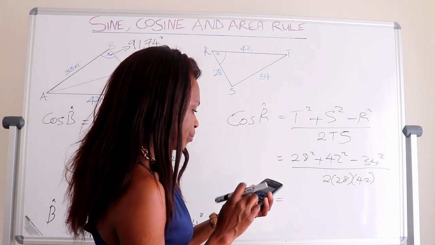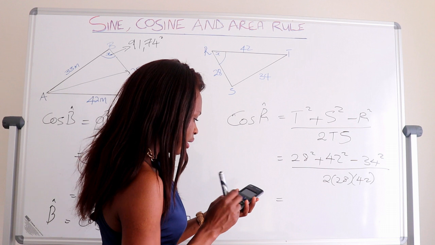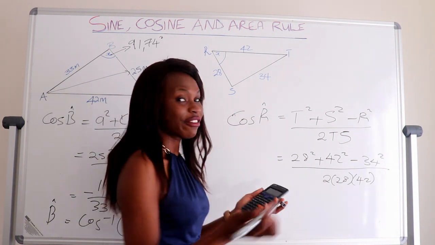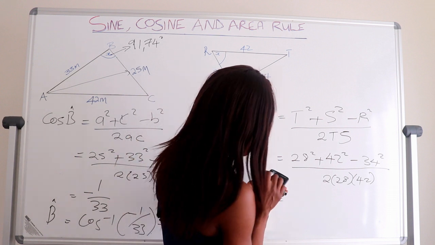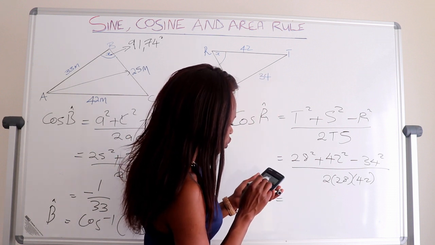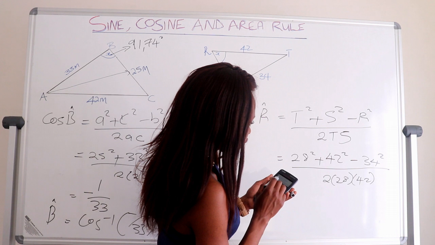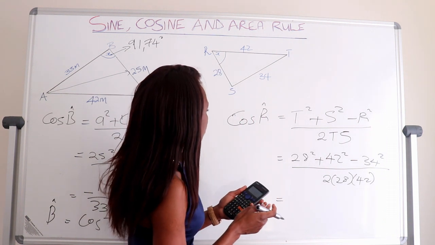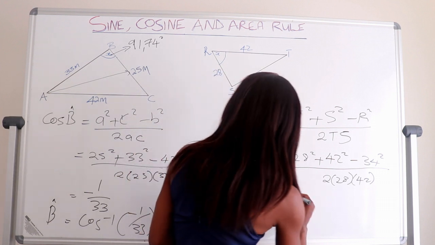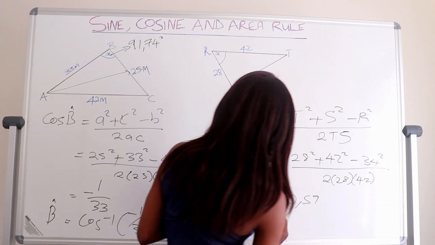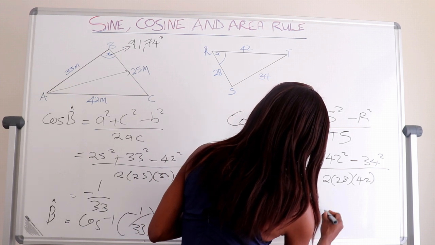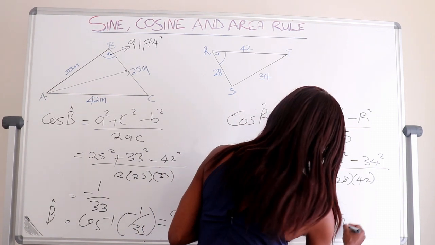Then we have 0.59. I mean to say, sorry guys. So it's 28 squared plus 42 squared minus 34 squared divided by 2 into 28 multiplied by 42, and that gives us 0.59. Then to find the angle R, what we do is the cos inverse of 0.59, and then we'll get the answer.